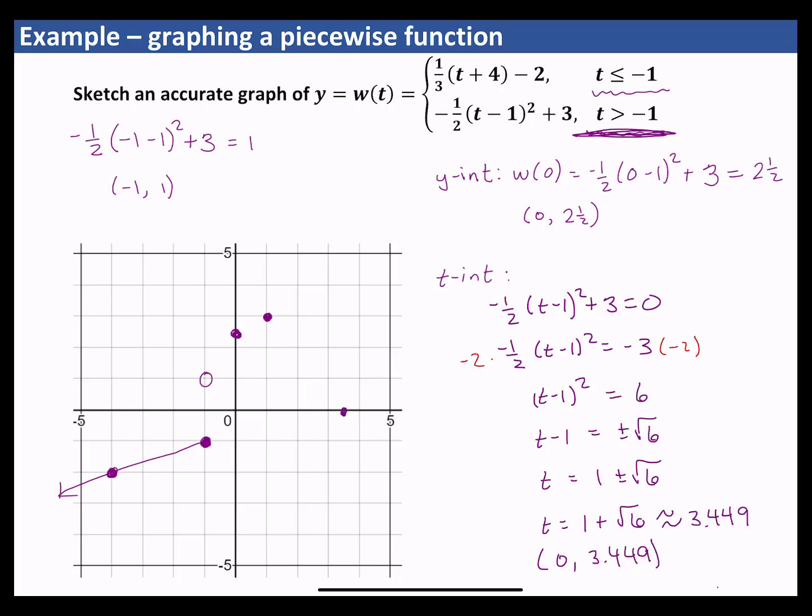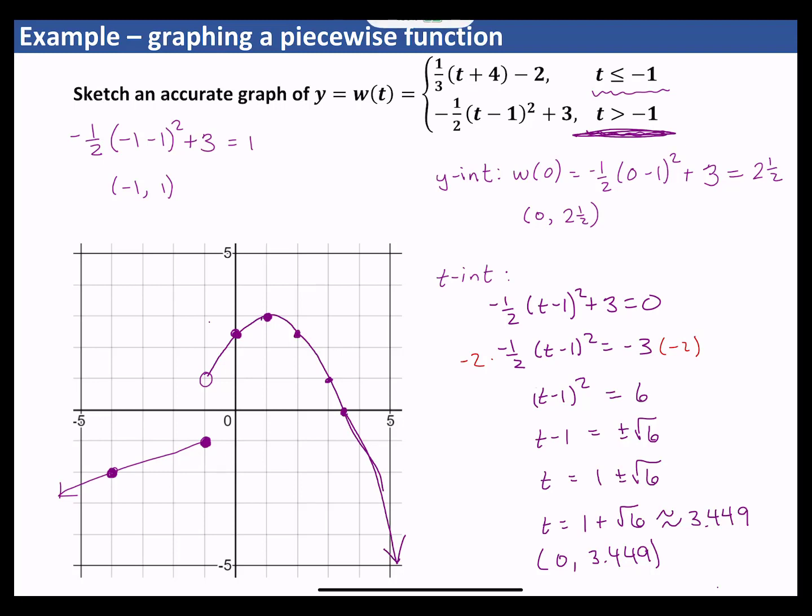And then if we wanted to use a little bit of symmetry to finish out this sketch, we see that from the vertex, when we go left 1 unit, we go down 1/2. So we could also go right 1 unit and down 1/2. When we go left 2 units from the vertex, we go down 2. So when we go right 2 units from the vertex, we would also go down 2. And then here is the sketch of the quadratic piece of our function.